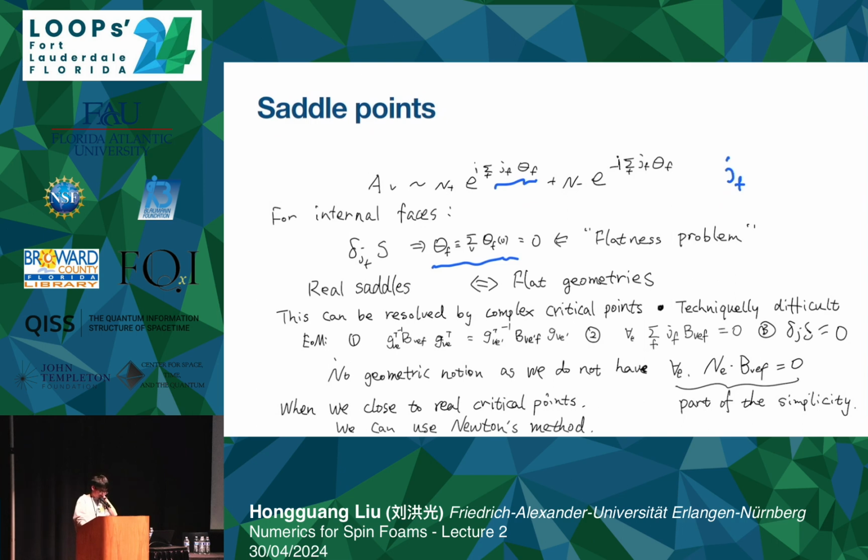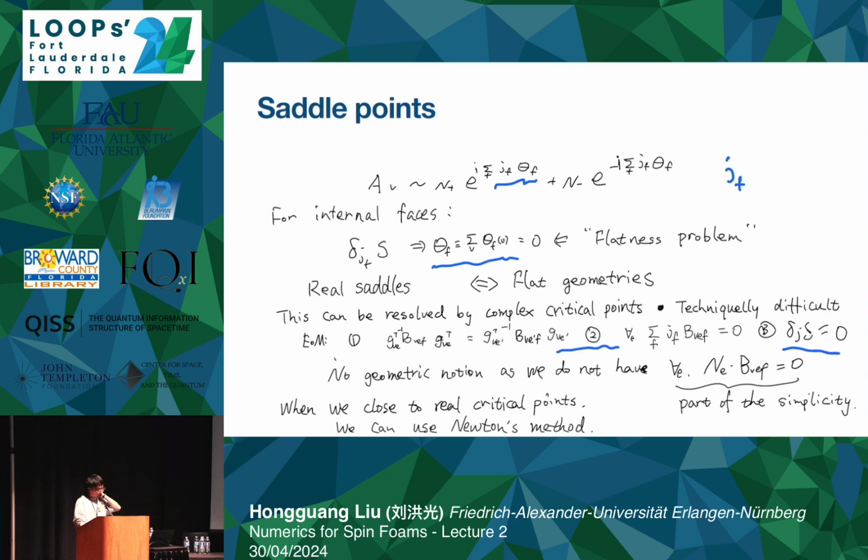Of course, the complex critical points are more difficult to determine. For the real critical points, we have a clear geometric meaning. For complex ones, we don't have this clear geometric meaning, and we really need to solve the equations of motion. For the real ones, we don't really solve it; we just write out the corresponding four-simplex geometry. Now we really need to solve these equations of motion. Of course, we also have the third equation of motion, which is given by the variational principle of the spins.